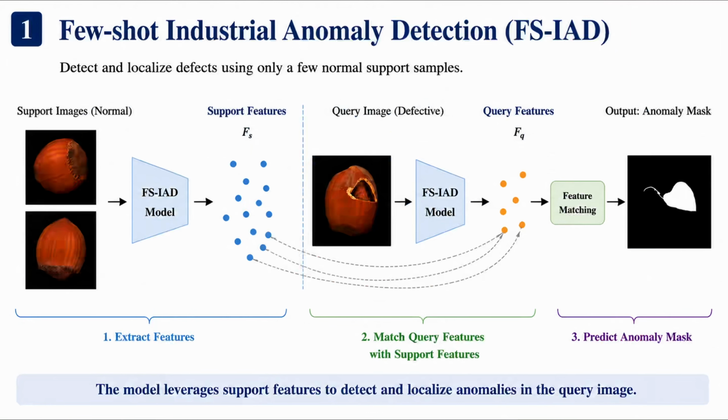This slide introduces the overall task setting of few-shot industrial anomaly detection, or FSIAD. The objective of FSIAD is to detect and localize anomalies using only a few normal support samples. During inference, both the support images and the query image are first passed through the same feature extractor to obtain their corresponding feature representations. The support features are used to construct normal prototypes, while the query features are matched against these support features to measure feature similarity. Based on the matching results, the model finally predicts the anomaly score map or anomaly mask for defect localization.